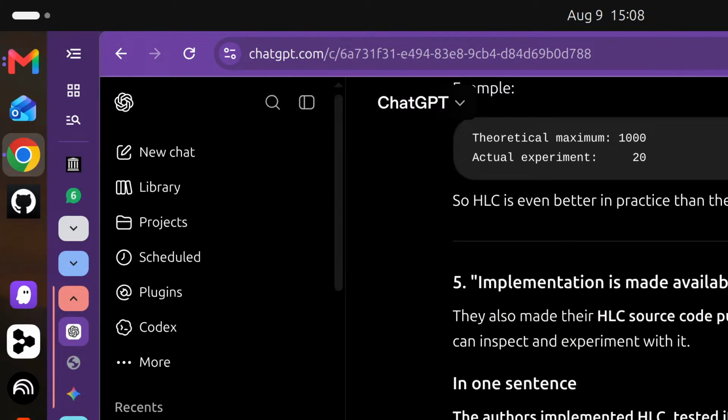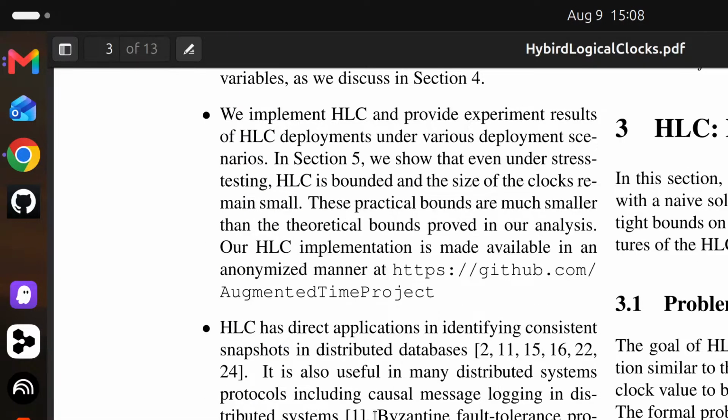And the next thing is that HLC has direct application in identifying consistent snapshots in distributed databases. It is also useful in many distributed system protocols, including causal message logging in distributed systems, Byzantine fault tolerance protocols, distributed debugging, distributed file systems, and distributed transactions. In section 6, we showcase the benefits for snapshot reads in distributed databases.